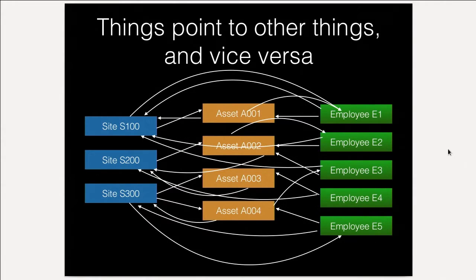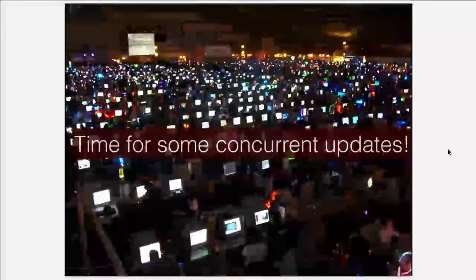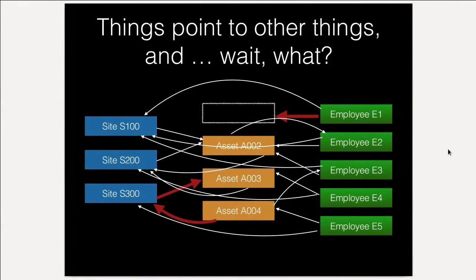That sounds like it should work just fine, right? I mean, if you're going to update things, you've just got to lock the right objects and move these pointers around, and everything should be perfectly consistent at all times. So let's get some concurrency happening. And hang on a second, what's happened here? Now we've got some pointers to some things that are gone, and some forward pointers and back pointers that are mixed up. Yeah, something's gone wrong here.